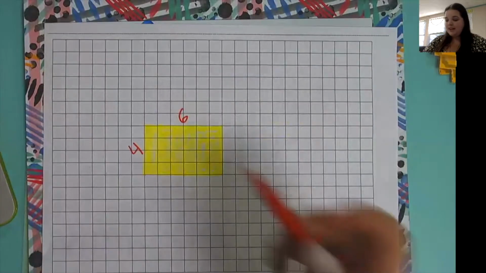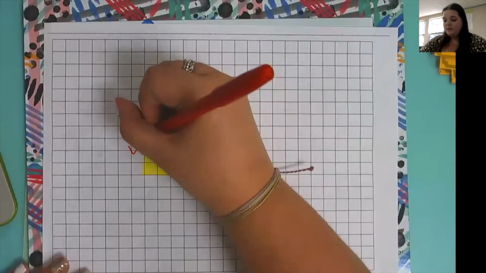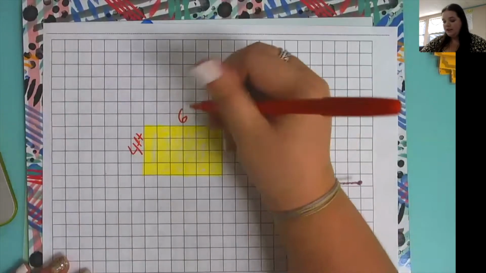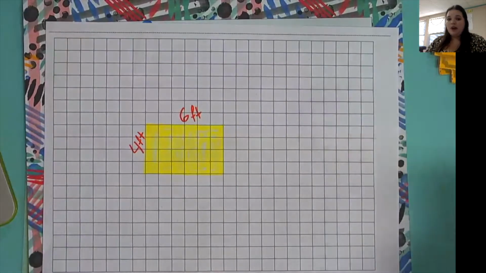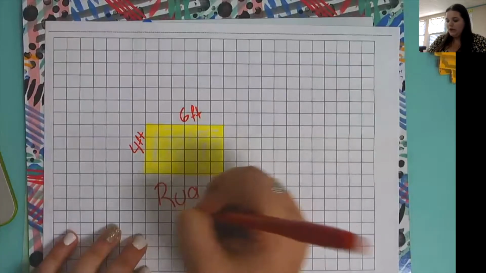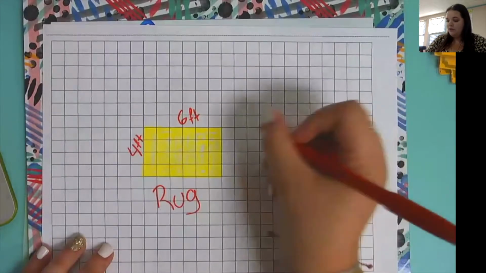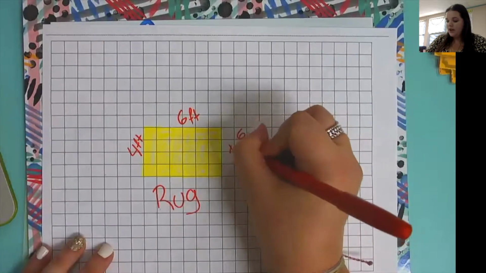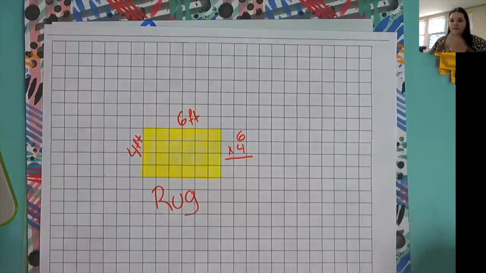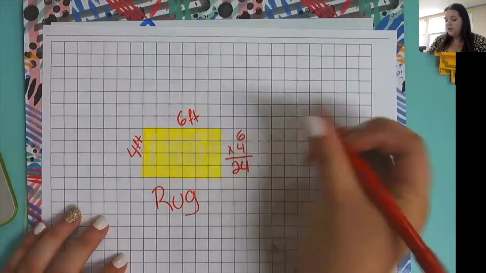All right. Now let's say that each one of these is a foot. So here we have 4 feet, and here we've got 6 feet. Now let's say that this is a rug, so let's put rug. We want to know how many feet in all, so we're going to go 6 times 4.